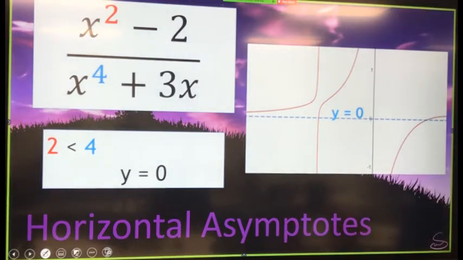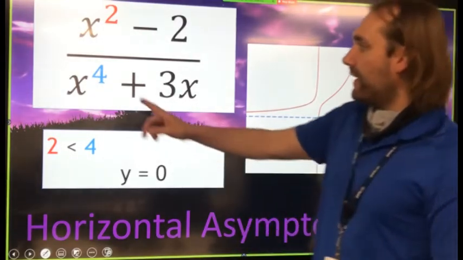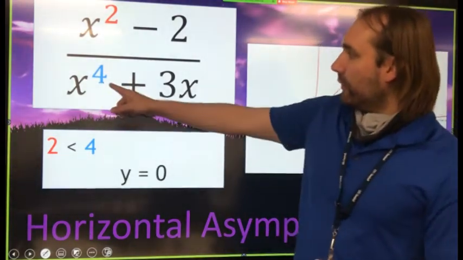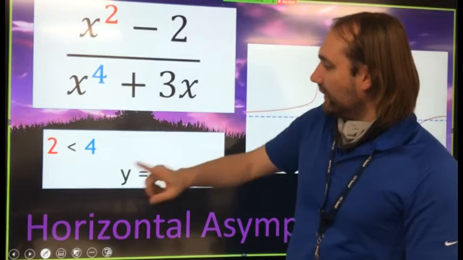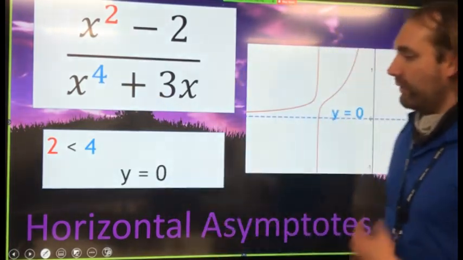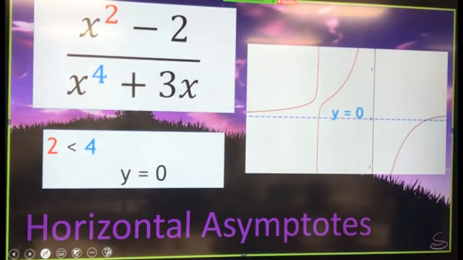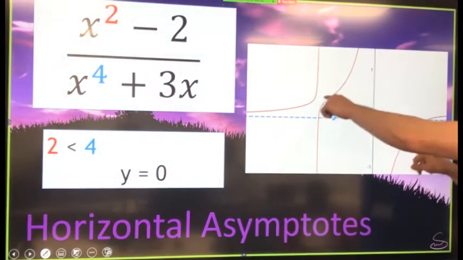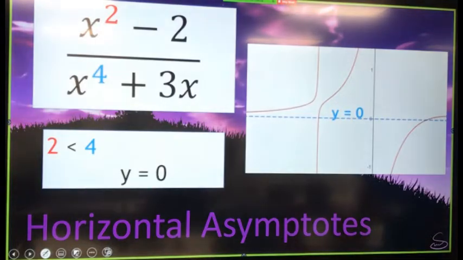Next, x squared minus 2 over x to the 4th power plus 3x. Highest power in the numerator is 2. Highest power in the denominator is 4. 4 is the winner. It's the highest power. So since the denominator had the highest power, then y equals 0 is your horizontal. If you were to graph it, you would see that my graph kind of turns at y equals 0.